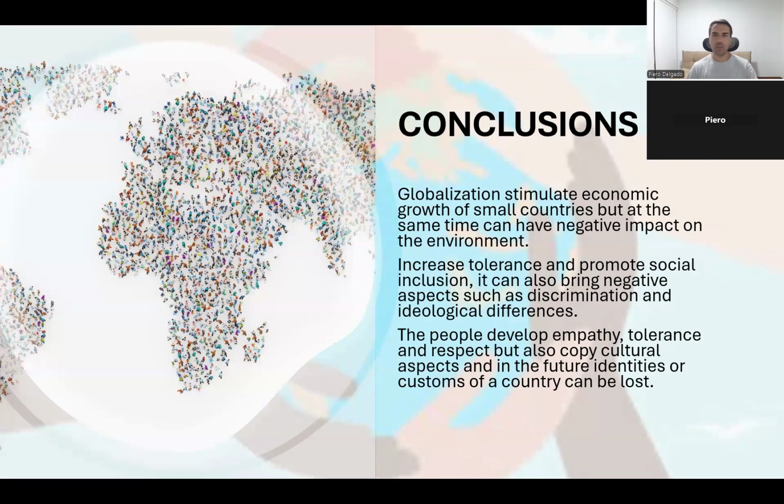Let's see some conclusions. Globalization stimulates economic growth of small countries, but at the same time, we can have a negative impact on the environment. Interculturality can increase tolerance and promote social inclusion. It can also bring negative aspects such as discrimination and ideological differences. The people develop empathy and tolerance, but also copy cultural aspects, and in the future, identities or customs of a country can be lost.